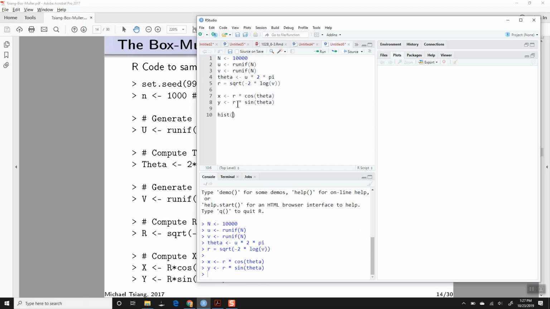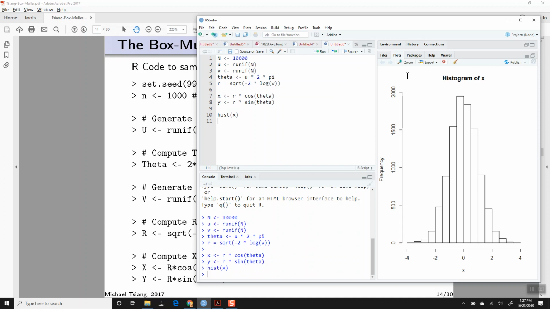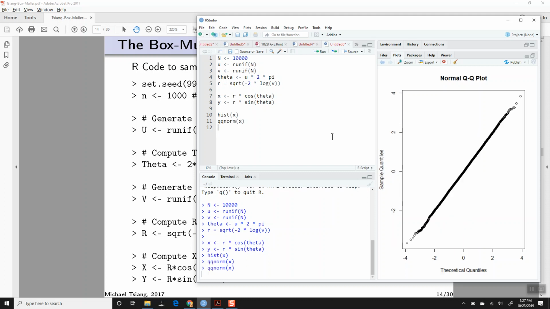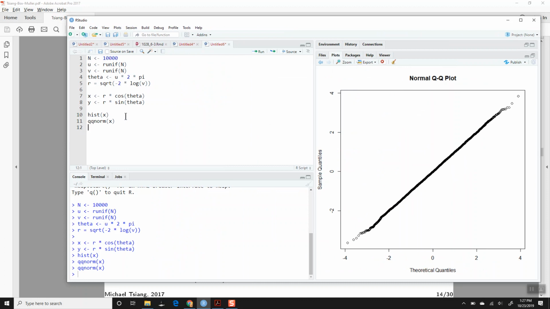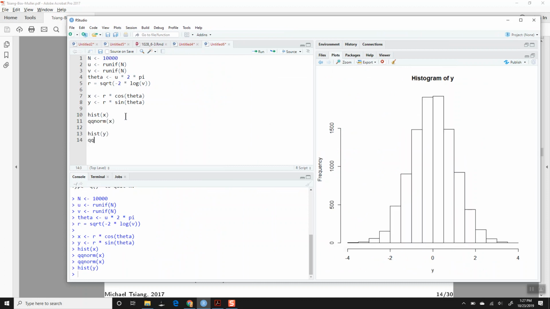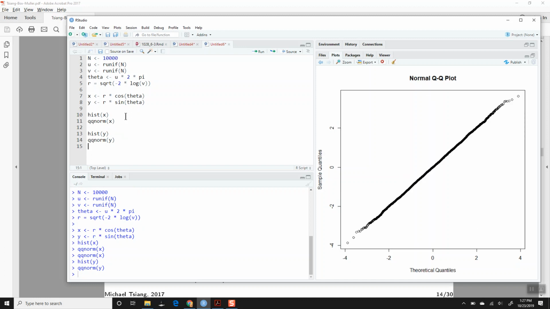Okay, and then let's just make a histogram of x. All right, and indeed that looks normal, right? I can do QQ norm on x. Does that not work? Okay, there we go. And that's about as good as you can get, okay? And if I do the same thing for y, histogram of y, that looks normal. QQ norm on y. That looks good too.